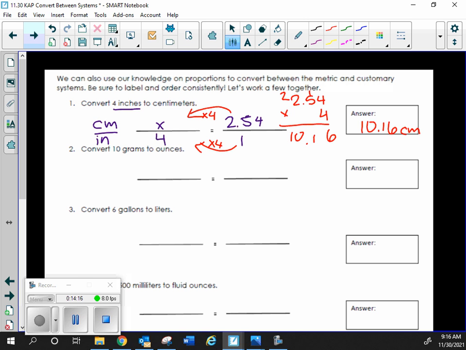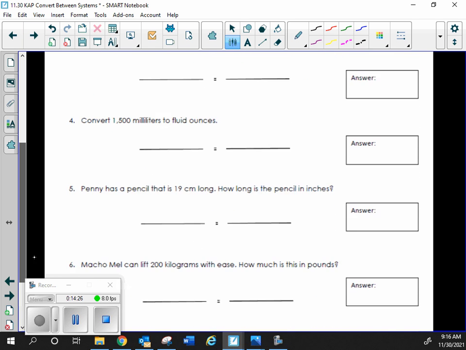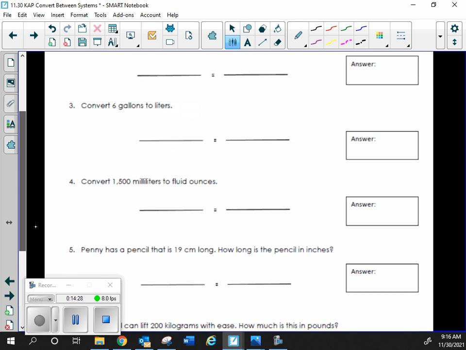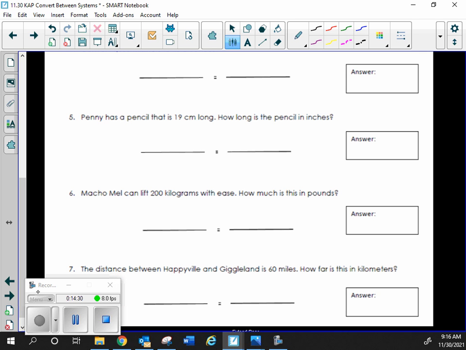Y'all agree or disagree? Agree. Is this pretty self-explanatory? Okay, let's do one more. Keenan, what number do you want to do? Number 6. Great. Macho Mel can lift 200 kilograms with ease. How much is this in pounds?